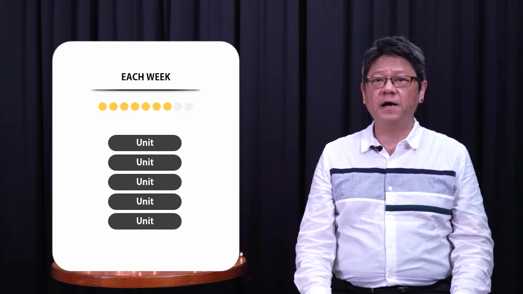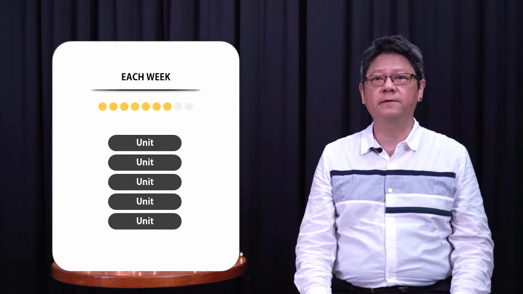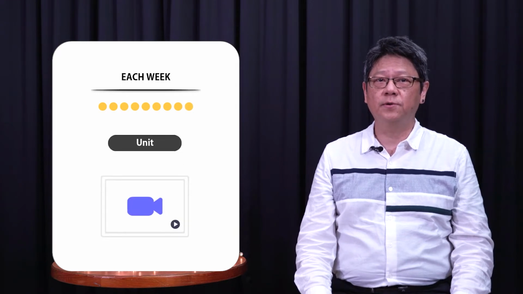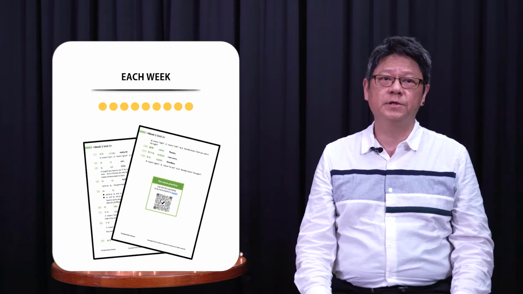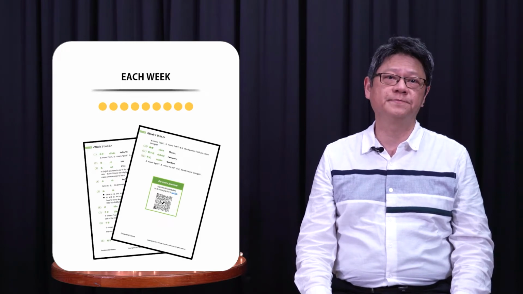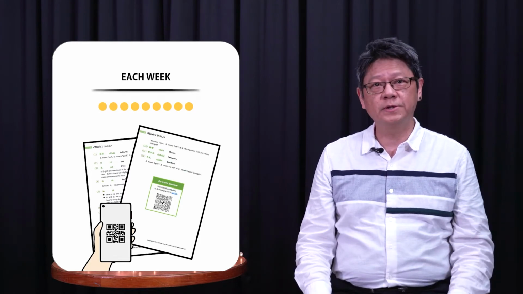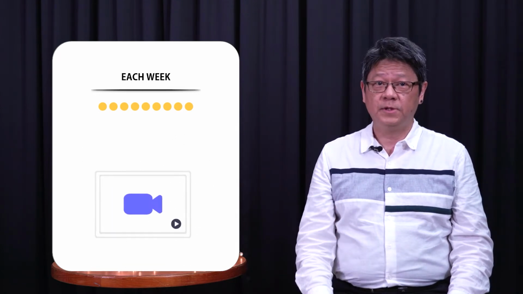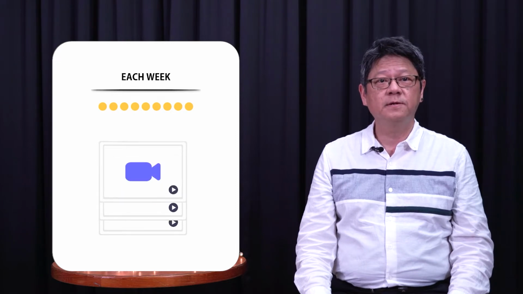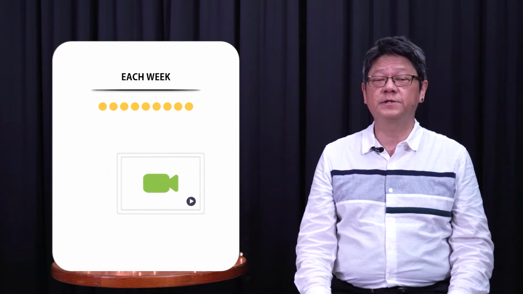There are 4 to 5 units in each week's lesson, except for week 8 and week 9. Each unit comes with a video. Start your learning by watching the video. Then please download the papers to review everything you just learned. Scan the QR code on the paper to do more practice using the Quizlets if it's necessary. If you need, you can watch the video several times until you feel comfortable. When you finish a unit, move on to the next one.